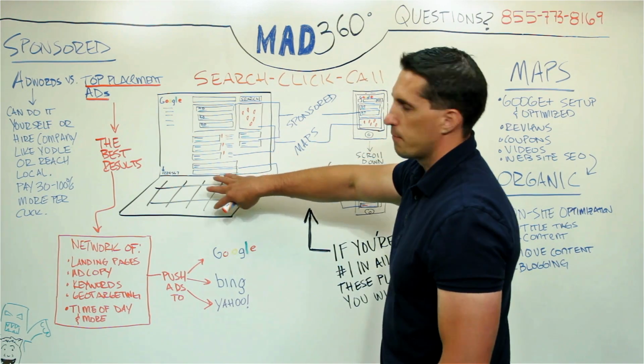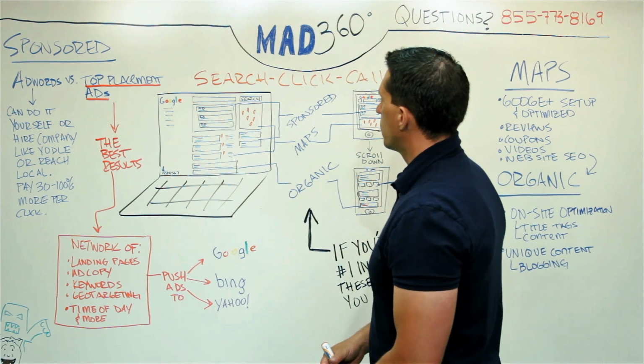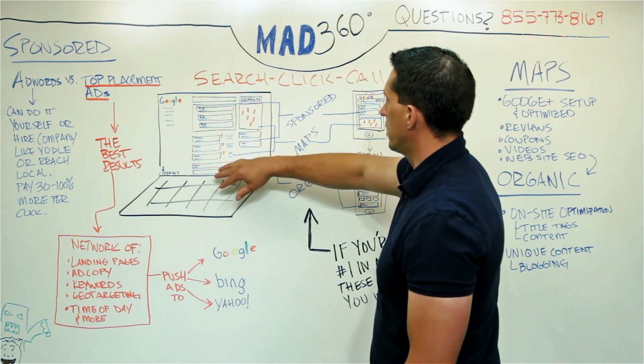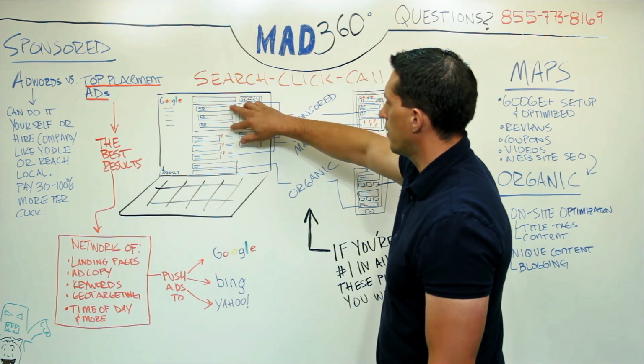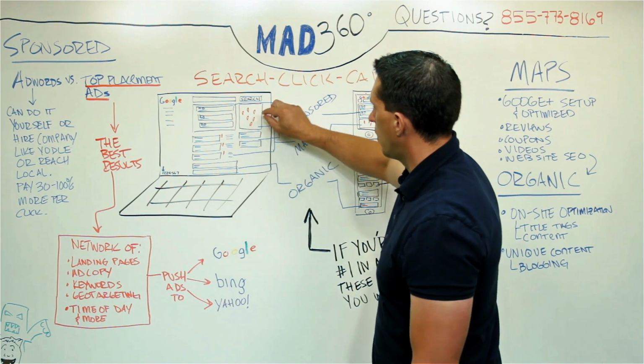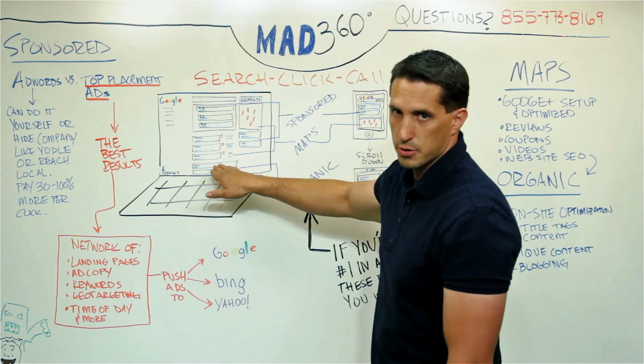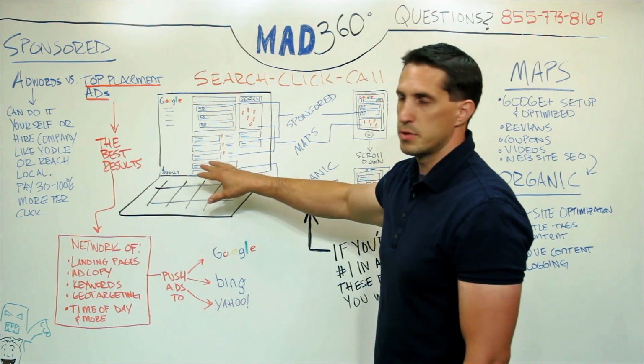So this is a laptop view of a Google search page. When you search for something on Google, you're going to get a layout similar to this, where you have the sponsored area here, you have the map listings here, also here, you have additional sponsored listings here, and your organic listings are here. We'll talk about the difference of those in a minute.